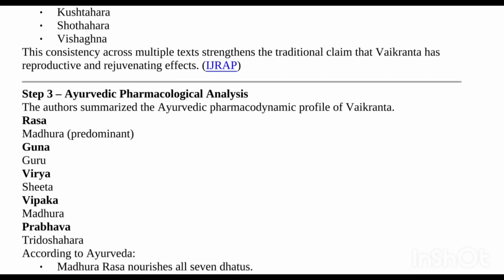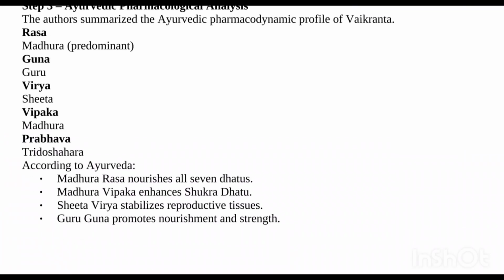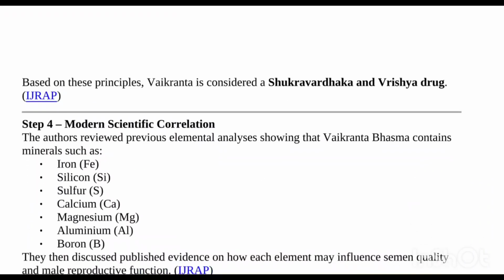The consistency across multiple texts strengthens the traditional claim that Vaikrant has a reproductive and rejuvenating effect. In step third, Ayurvedic pharmacological analysis, the author summarized the Ayurvedic pharmacological profile of Vaikrant, that is Madhur Rasatmak, Guru Gunatmak, Shit Viryatmak, Madhur Vipakatmak, and Tridoṣaghna. According to Ayurveda, Madhur Ras nourishes all 7 dhatus, Madhur Vipak enhances Shukra dhatu, Shit Virya stabilizes reproductive tissue, and Guru promotes nourishment and strength. Based on this principle, Vaikrant is considered a Shukravardhak and Vṛṣya drug.